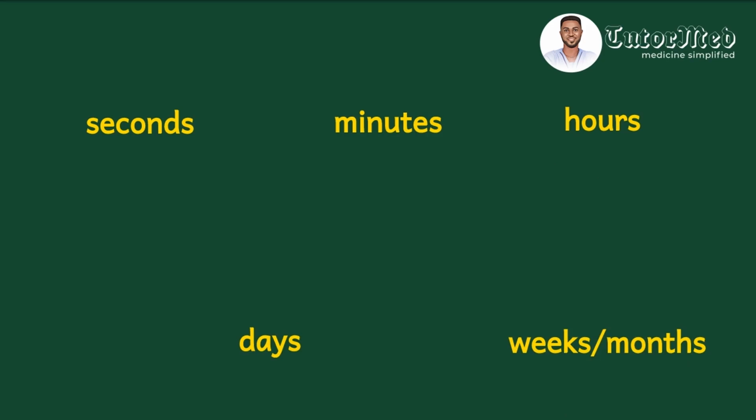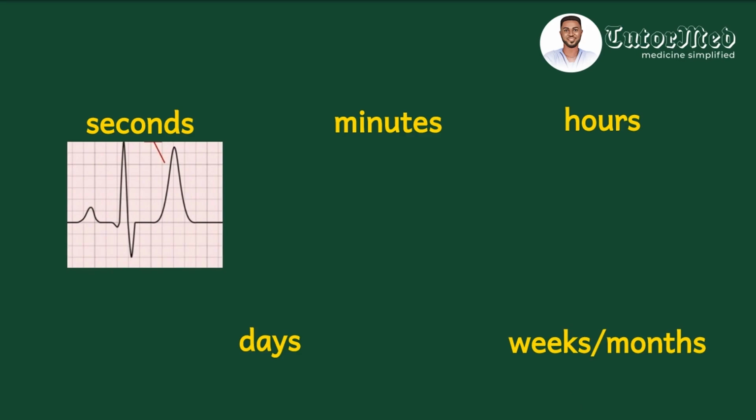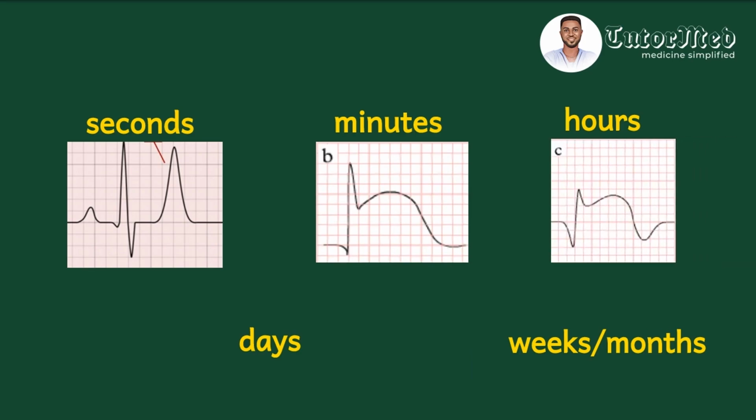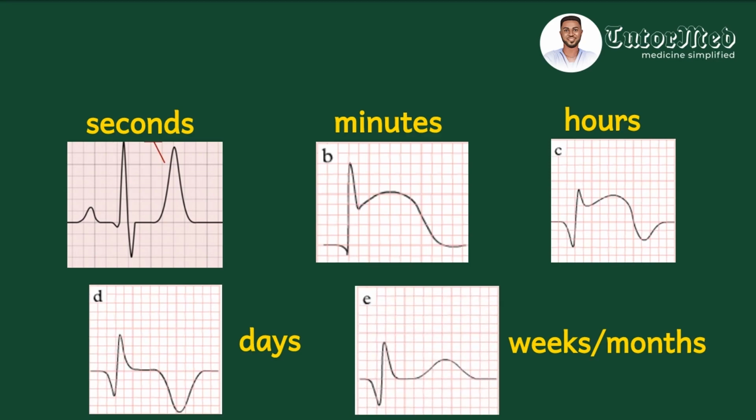And so, having made these 5 general time measurements, we want to say that the first ECG change occurs within the first time measurement, which is seconds. And so hyperacute T waves occur within seconds. And then the second ECG change occurs within the second time measurement, which is minutes. And so we have ST segment elevations occurring in minutes. Then the third ECG change occurs within the third time measurement, which is hours. And then the fourth ECG change occurs within the fourth time measurement, which is days. And then the fifth ECG change occurs within the fifth time measurement, which is weeks or months. And so this was just to simplify the timeline so that we don't get confused along the line.